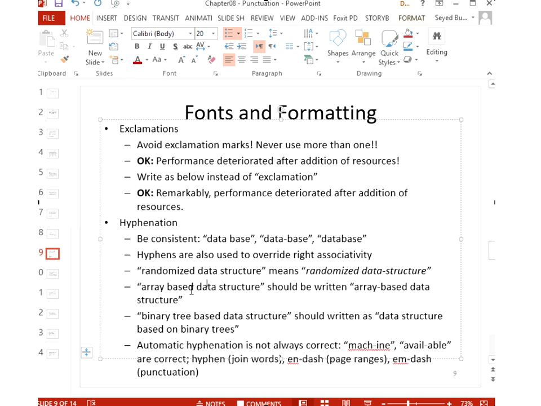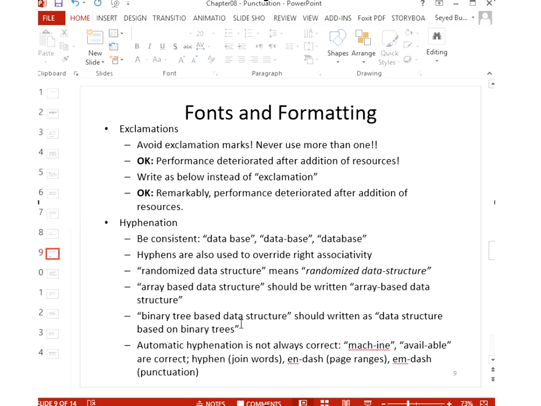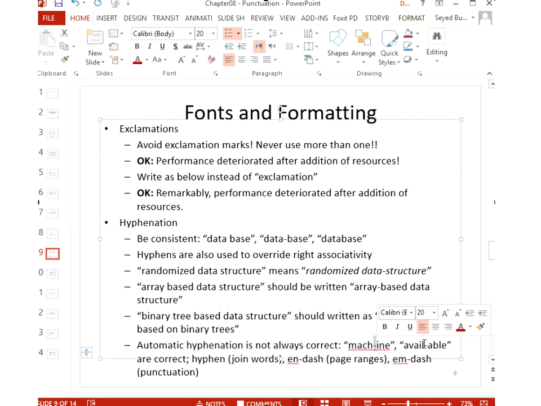By default, a hyphen takes right associativity. If you want to say array-based data structure, it's good to say array-based because we want these to be associated, not based with the data, right? And for example, if you are saying binary tree-based data structure, it will confuse. So it's better to be written as data structure based on binary trees. And using automatic hyphenation is not always right. Like the hyphen here, like available, like this. These are correct, no problem, machine available.